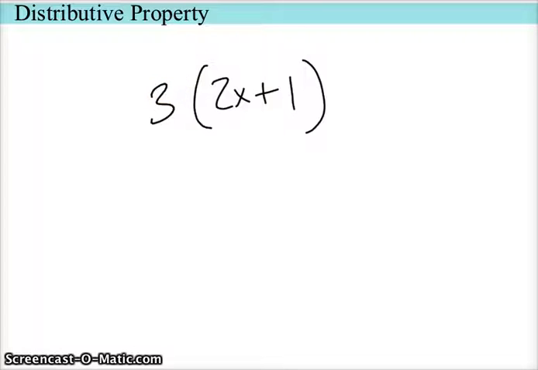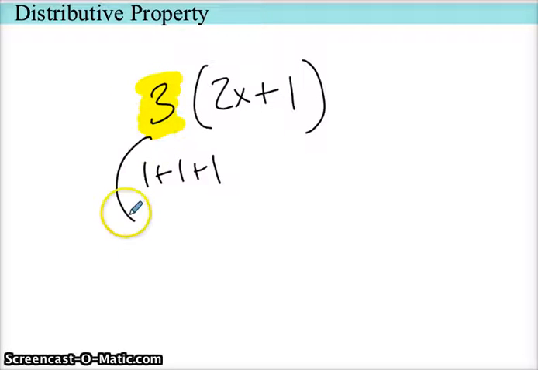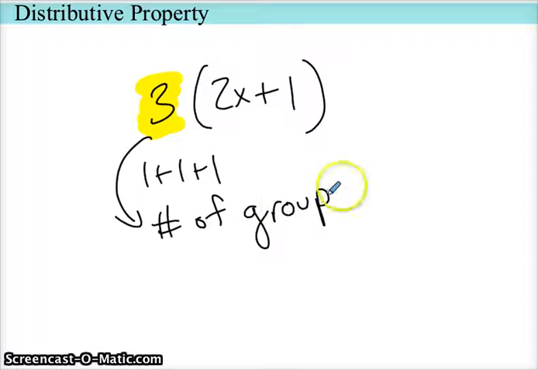What's crucial to your conceptual understanding of distributive property is understanding that this 3 here is not the same as 1 plus 1 plus 1. It's representing something different than 3 single units. This position in front of the parentheses actually represents the number of groups that you've got that are being added together. So let's look at something that's more familiar.